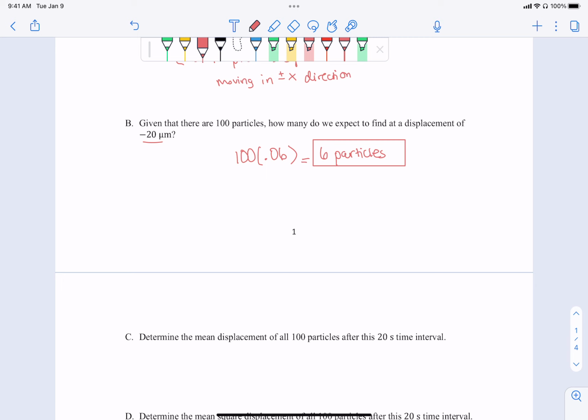Or 200 particles. Yeah, if it's 200, then that's going to be a slightly different answer there. But it would just be double at that point, so 12 particles instead of 6. But yeah, that's part B.